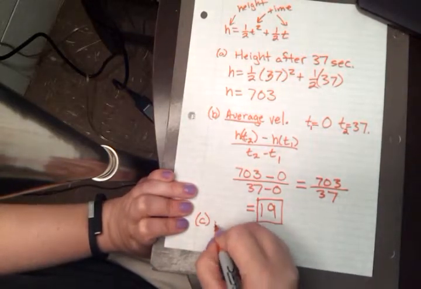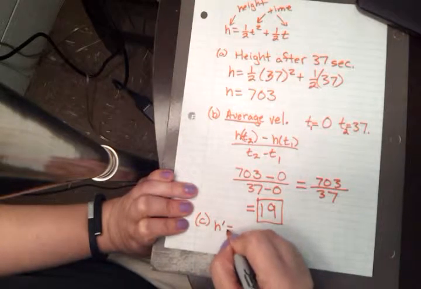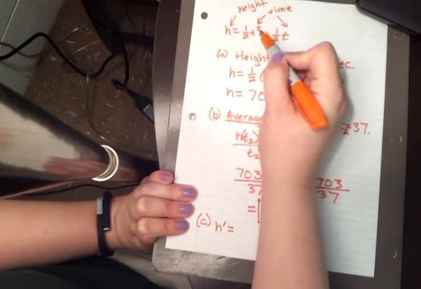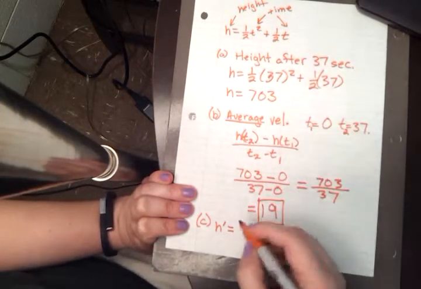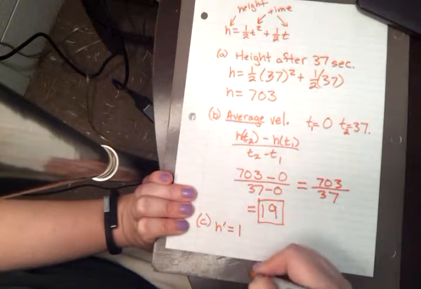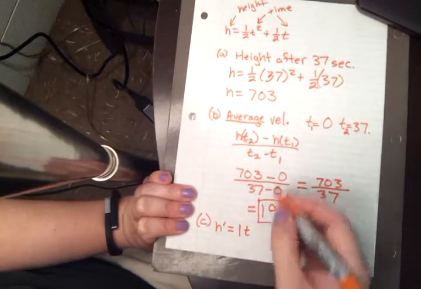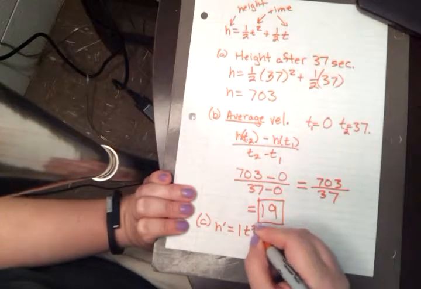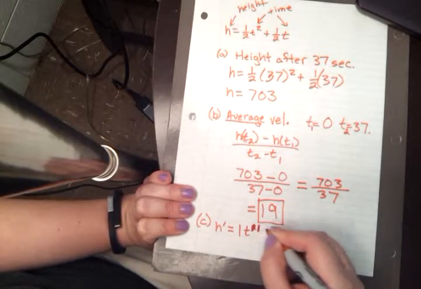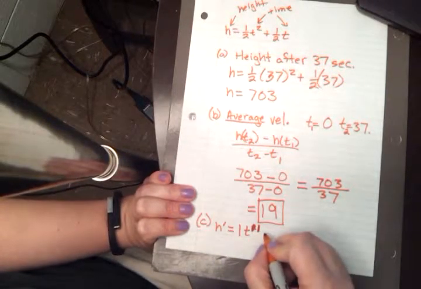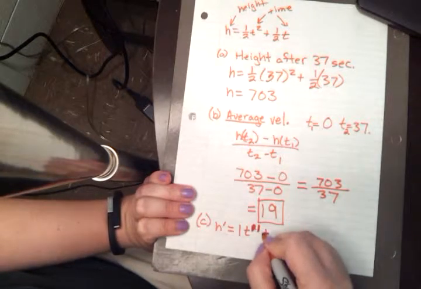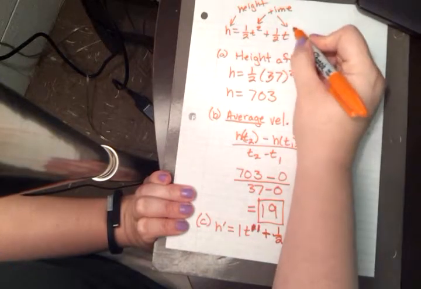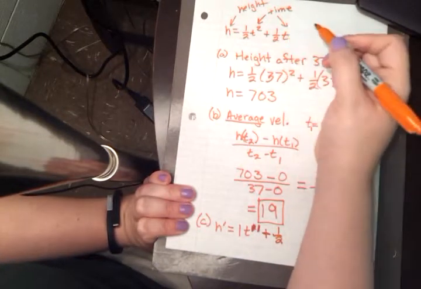So we want h prime, and that equals, well, let's see, we've got the power of 2 up here, so we need to bring our exponent down. 2 times 1/2 is 2 halves, which is 1. So that's just 1 times t, and then we need to lower our exponent. We need to change that 2 to a 1. So 1t to the first, plus 1/2, because there was nothing to multiply by. There's kind of that imaginary 1 up there, and the t goes away.